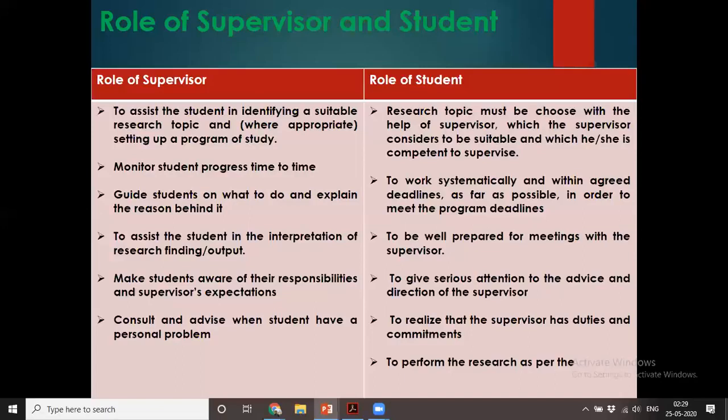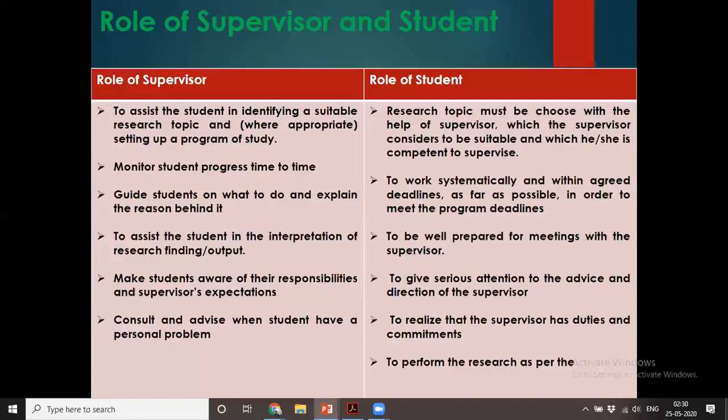Then the last point is to consult and advise when the student has a personal problem also. This PhD degree, what happens? Generally people start a PhD at the age of 26, 27, and it has a duration of 4 to 5, 6 or 7 years. You do not know what the time duration for your PhD will be. So during that time, the research scholar generally faces some kind of problem, and the supervisor must be supportive to his research scholar for any kind of problem.